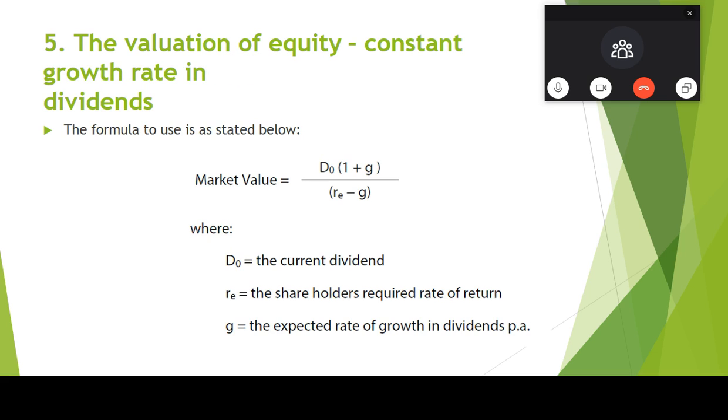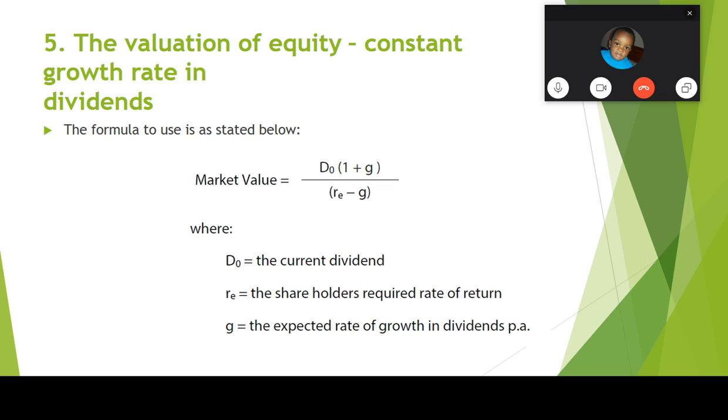This is what Martha wanted. This is basically called the Gordon growth model. Wazungu once they do something, they name these things after their family names, whatever.